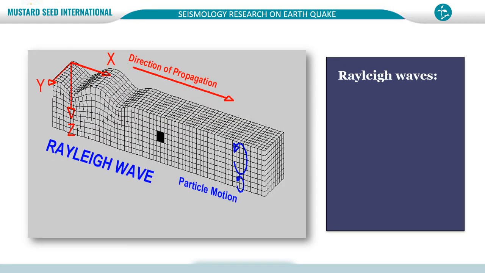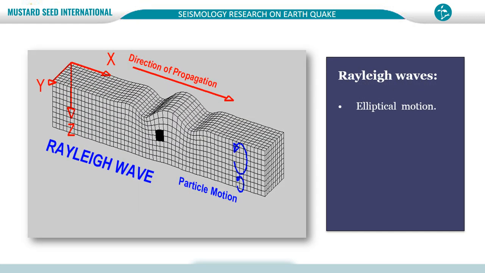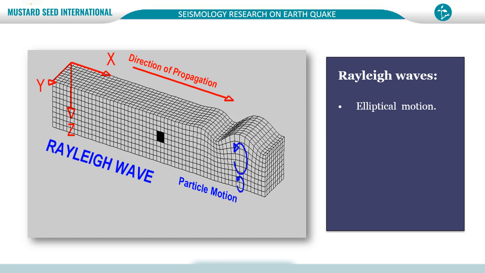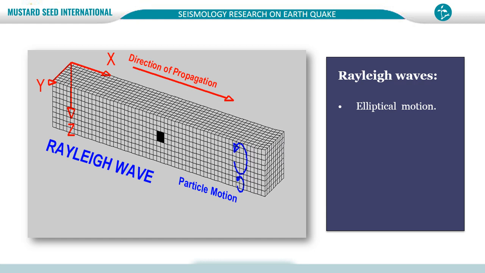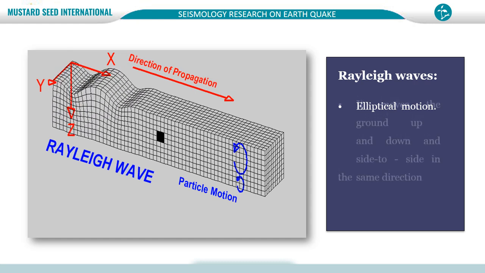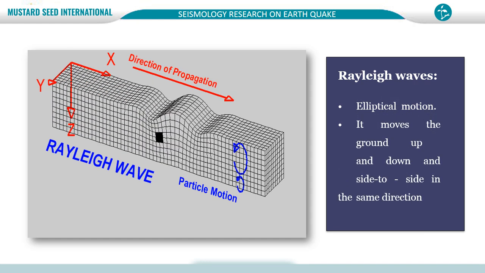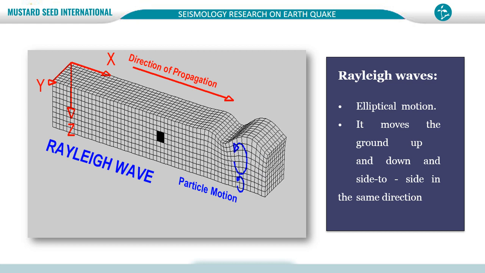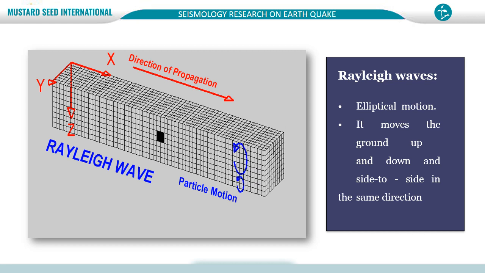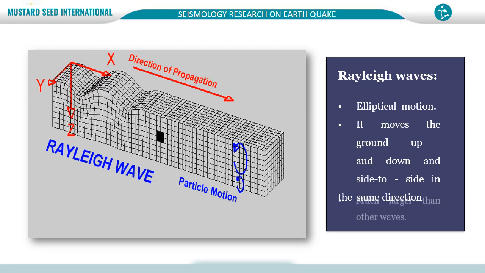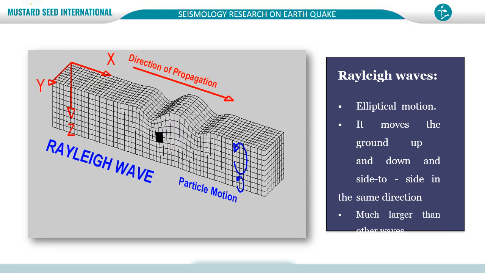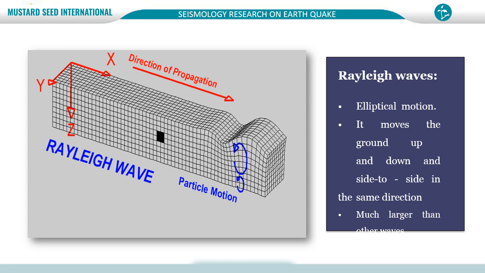These waves follow an elliptical motion. A Rayleigh wave rolls along the ground just like a wave rolls across a lake or an ocean. Because it rolls, it moves the ground up and down and side to side in the same direction that the wave is moving. Most of the shaking felt from an earthquake is due to the Rayleigh wave, which can be much larger than the other waves.